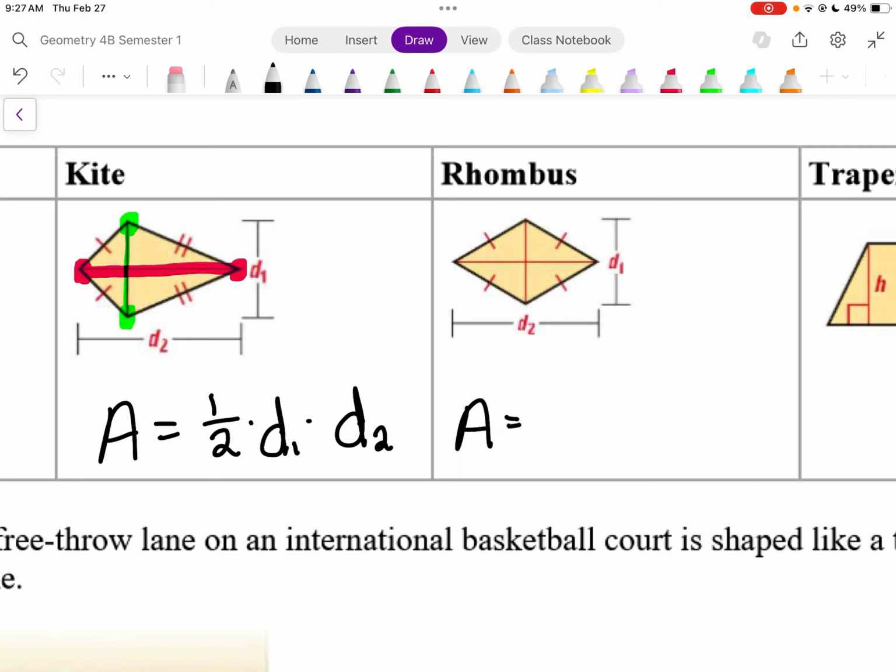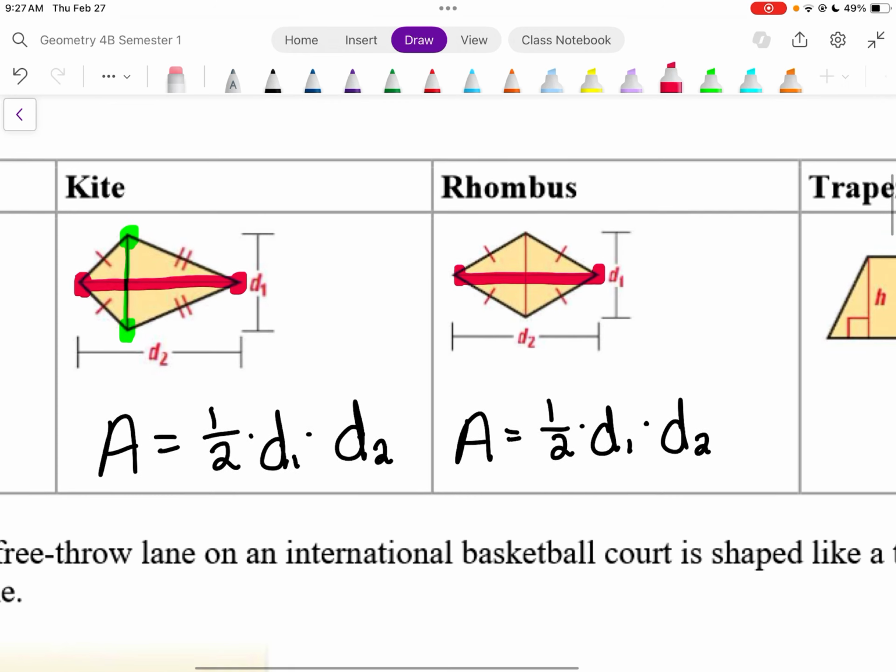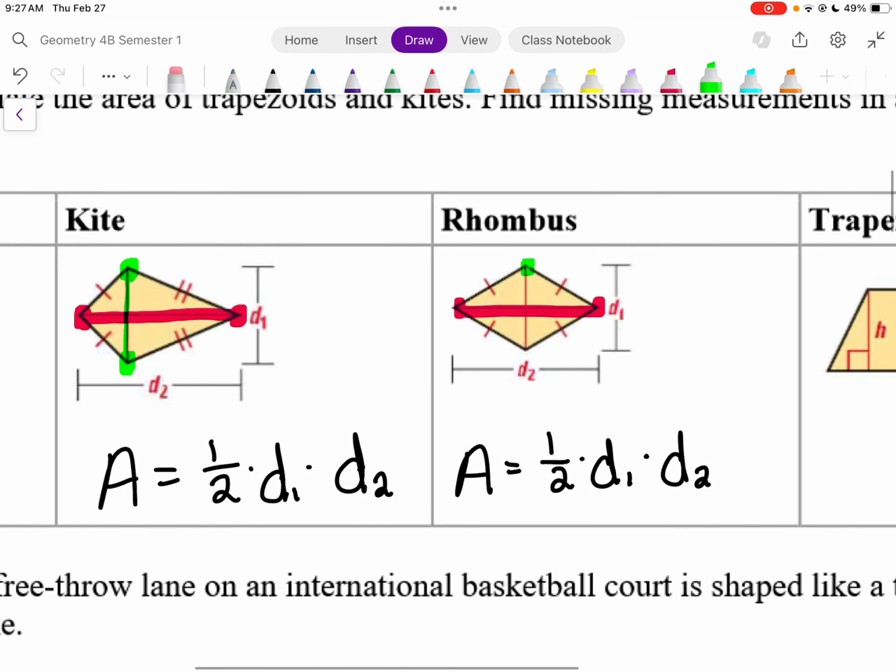Rhombus also has the same formula, where your area is going to be 1/2 times diagonal 1 times diagonal 2. And with this one, again, you want to make sure diagonal 1 is the entire distance from one vertex to the other, and then diagonal 2 is the same thing.